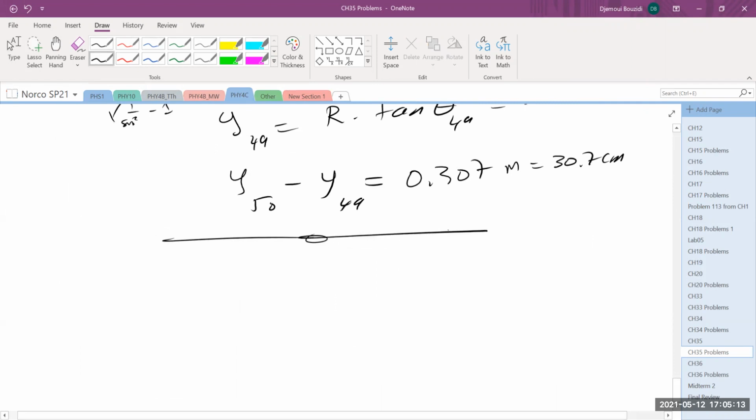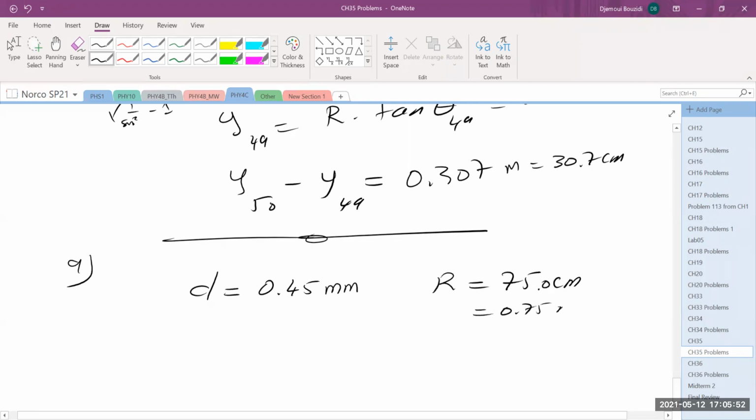Problem 9 is similar. Problem 9 says two slits spaced 0.45 millimeter apart. So basically they gave us d in this case. They made sure that we're dealing with 3 significant figures in this problem too, so actually 0.450 millimeters. And the distance between the slits and the screen is 75 centimeters. So in other words, R is 0.75 meters.